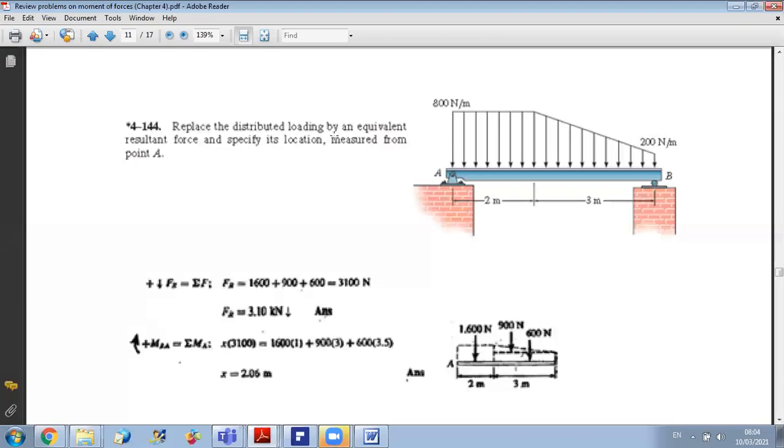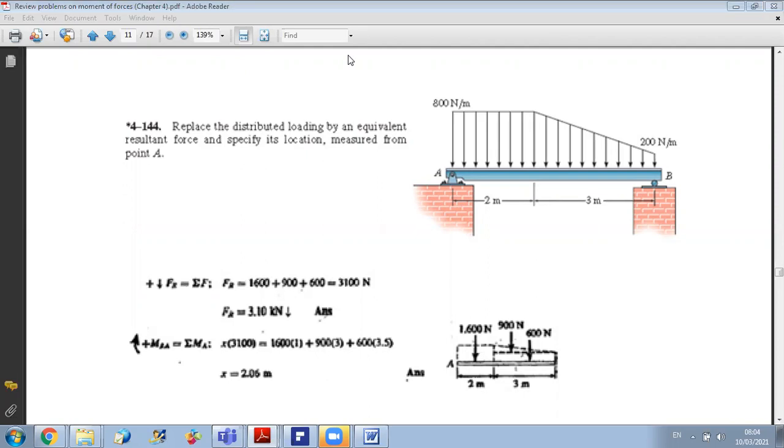So we'll continue problems on the distributed load. Replace the distributed loading by an equivalent resultant force and specify its location measured from point A. So here, as you can see in the figure, you have a combination of several types of distributed load.